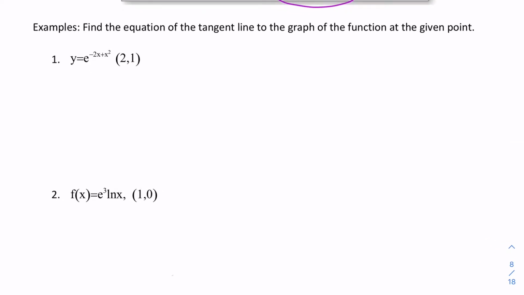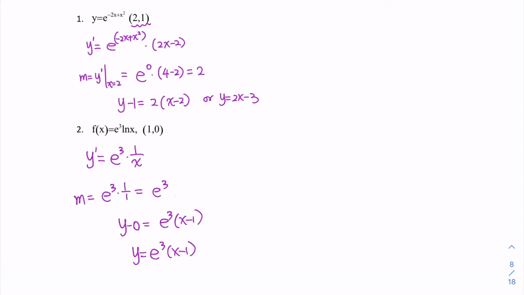Example 1 and 2: find the tangent line to the equation at the given point. So now you can pause the video and try to do it yourself, and you can compare with my answers later. When you look at example 2 here, you have to be very careful. E to the third power, this is just a number. When we take the derivative, you don't have to take the derivative of e to the third.